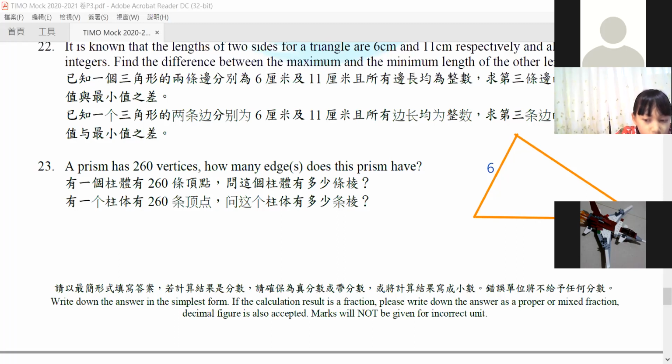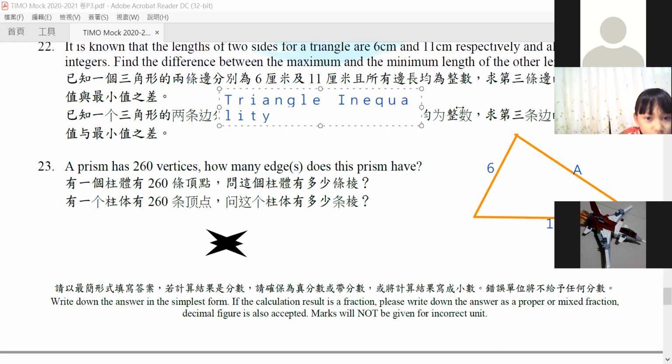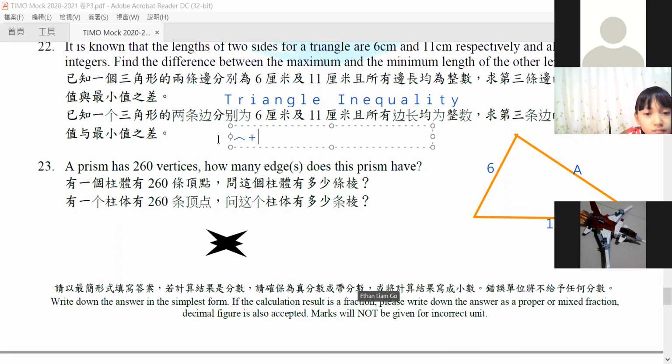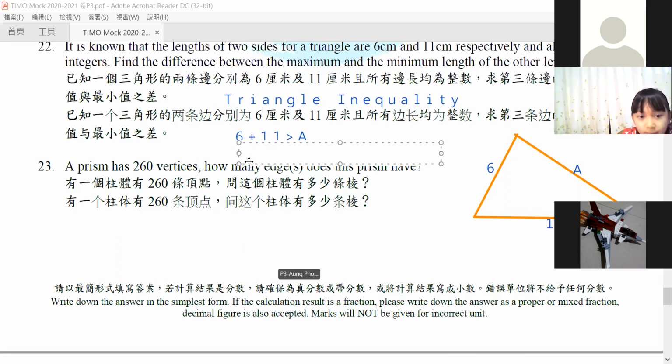If we know that a triangle has 2 sides of 16 and 11, this is a very important question, because it is related to a very important inequality called the triangle inequality. Now we have 16, we have 11, and we have some unknown length, let's say A. The triangle inequality means that any two sides added together must be bigger than the remaining side. So 16 plus 11 must be bigger than A, and 6 plus A must be greater than 11.